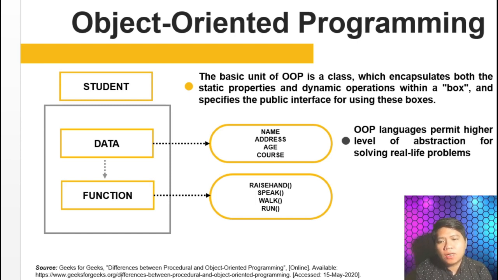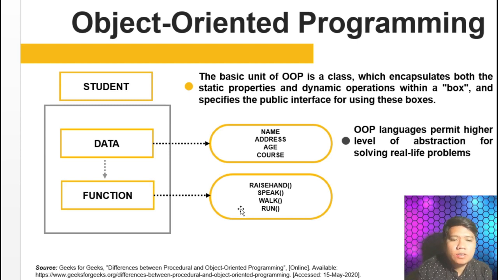Just like my example earlier, we considered student as a class. Some of the data that describes a student is name, address, age, and course. For the functions, these are actions that can be performed by the student, such as raising hand, speaking, walking, or even running.